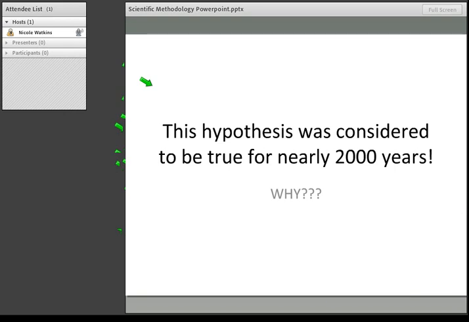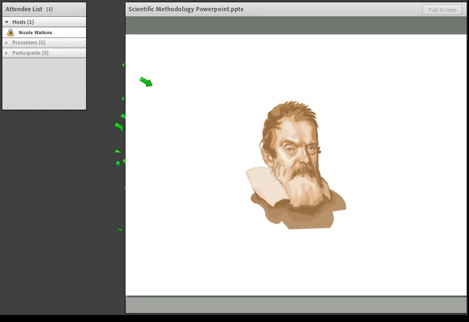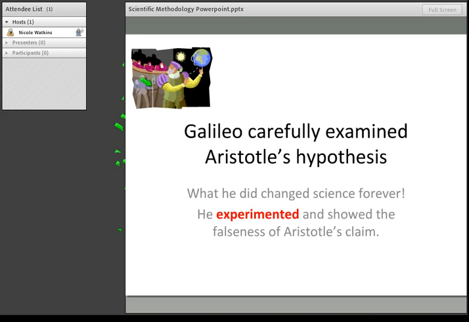And this hypothesis was considered to be true for nearly 2,000 years, only because he was a great thinker of his time. And also, you want to consider the fact that air resistance was not considered as an influence on how quickly an object can fall. But then came along this gentleman that I mentioned prior, Galileo. And it was through Galileo's careful examination of Aristotle's hypothesis that changed science forever.